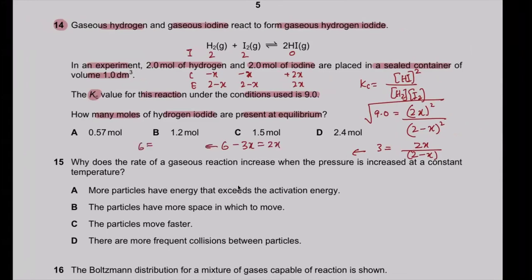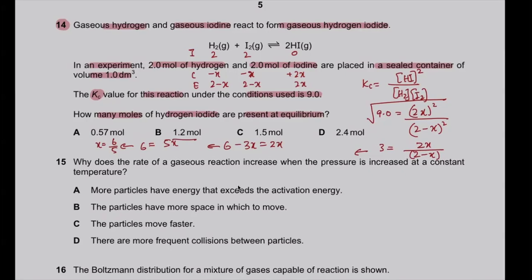Further, 6 is equals to 5x, and then x is equals to 6 upon 5. So if you divide 6 by 5, it is going to be 1.2. No, so that is the value of x, sorry. So x is 1.2.